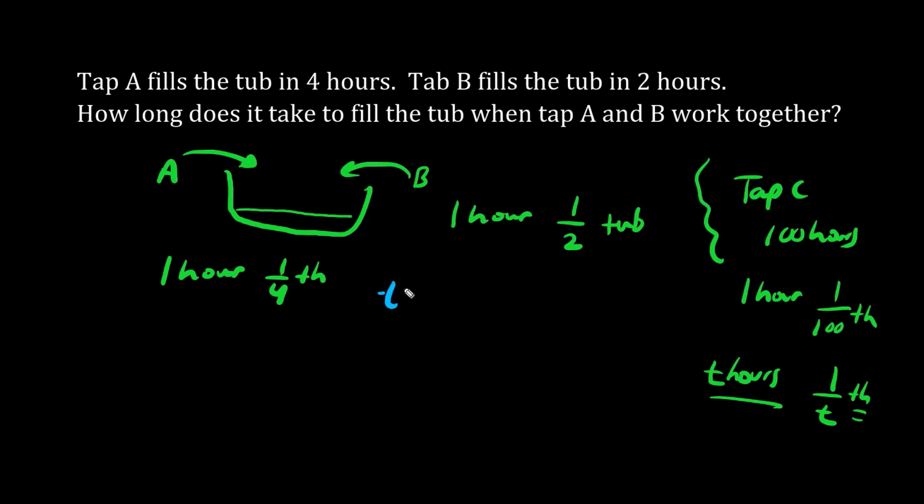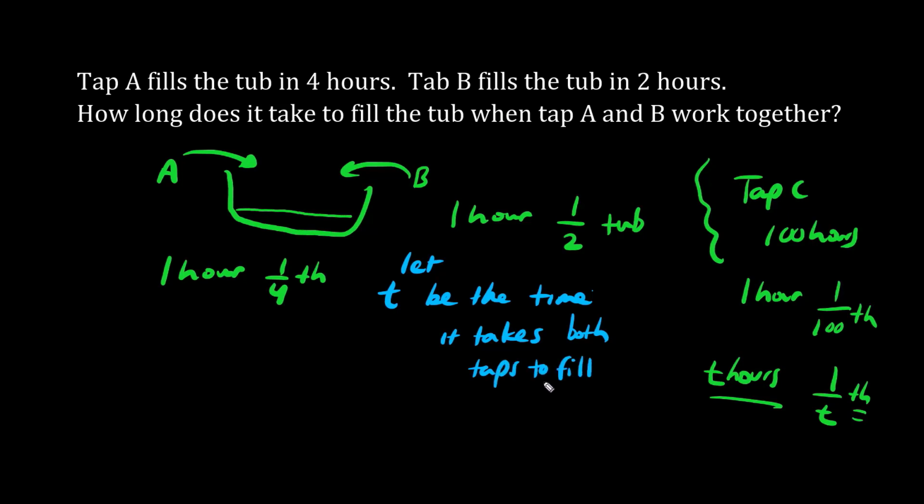Let's define a variable t. Let t be the time it takes for both taps to fill the tub together. So we need to set up an equation involving the work done. And we're going to focus on tap A. We know that it can do the work this fast.